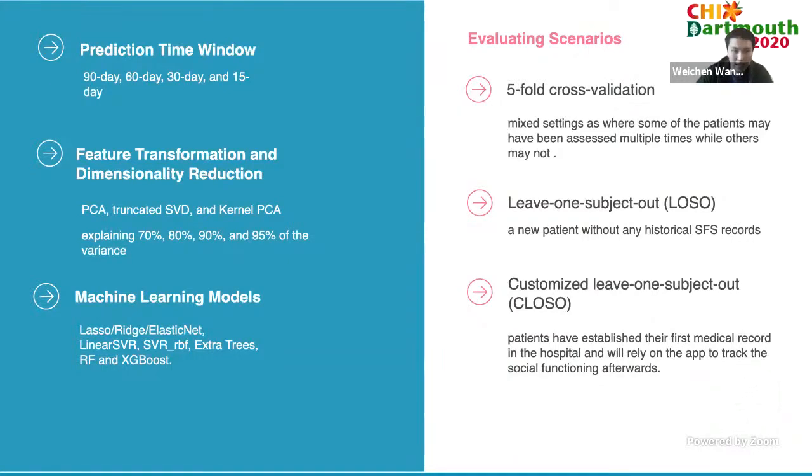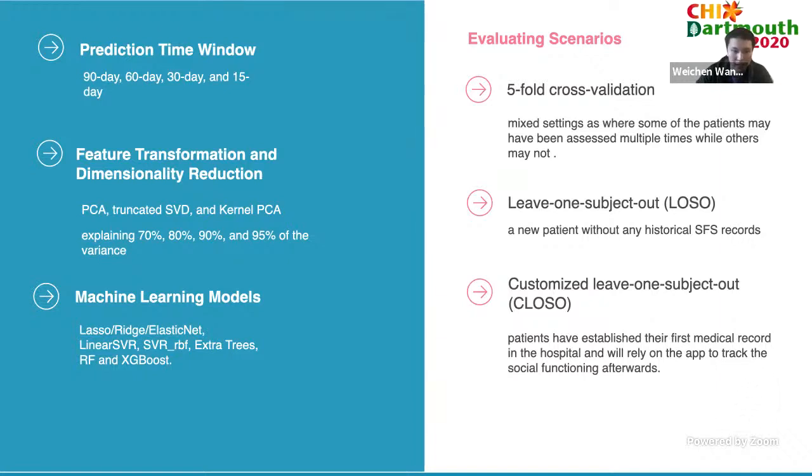The SFS is assessed every 3 months. We suspect the patient's response may be subject to recall bias, such that the response may be more accurate in describing the participant's recent behaviors. So we use 90 days, 60 days, 30 days, and 15 days prior to the response. We also experiment with 3 different approaches for feature transformation and dimensionality reduction: PCA, SVD, and kernel PCA.